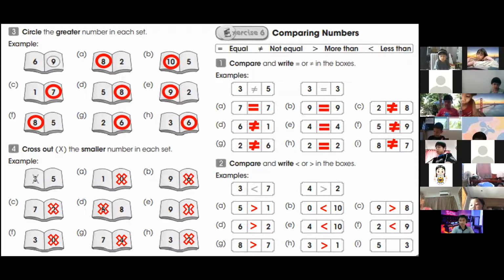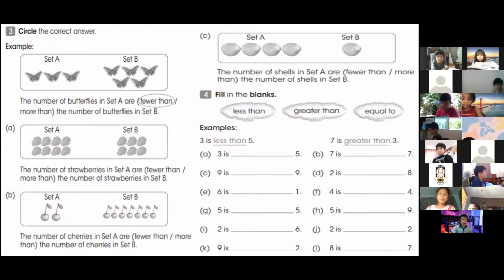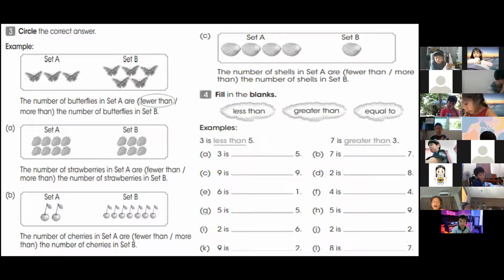Letter I, greater than. Now I think everybody's finished already here in page 17. Now allow me to proceed to the next page, page 18. On page 18, we use the words fewer than and greater than, or let's say more than. Look at your answer. It says here, encircle the fewer number. But here it says, encircle the correct answer. Circle the correct answer.